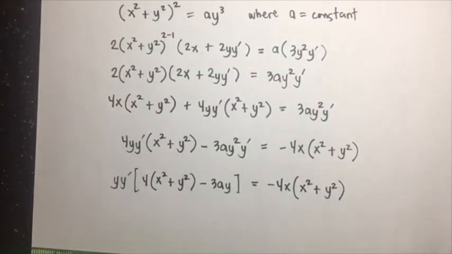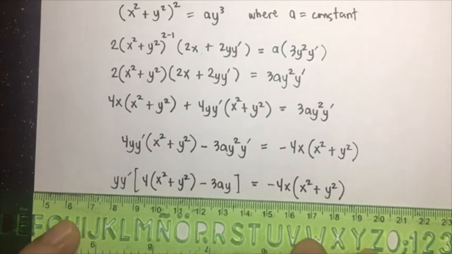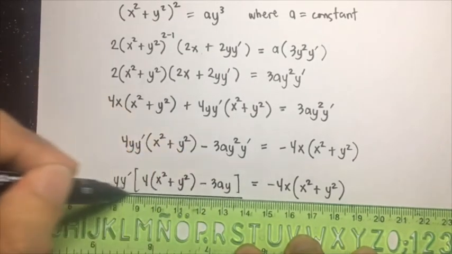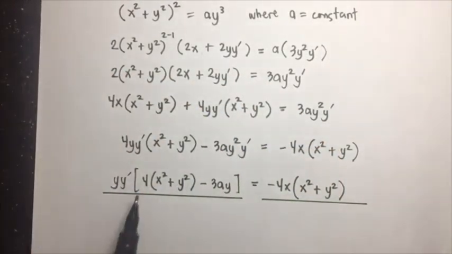Okay, so the next thing to do is divide each side of the equation in such a way that the only term that will remain on the left side is the y prime.